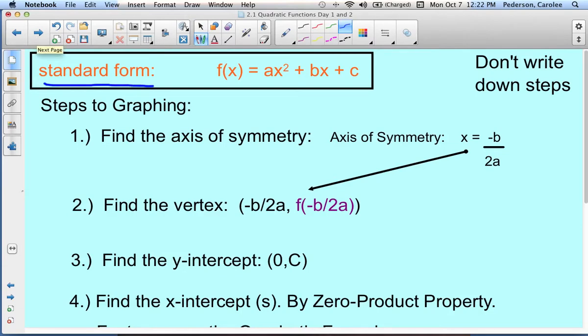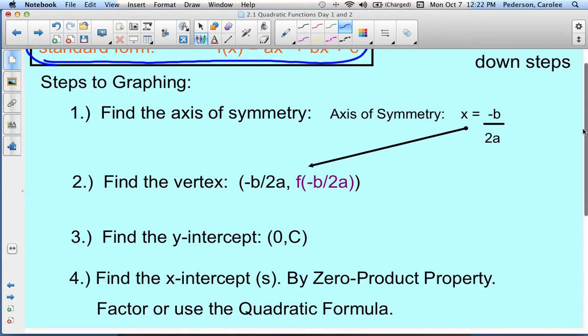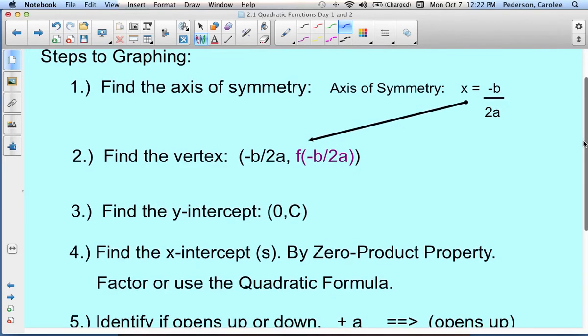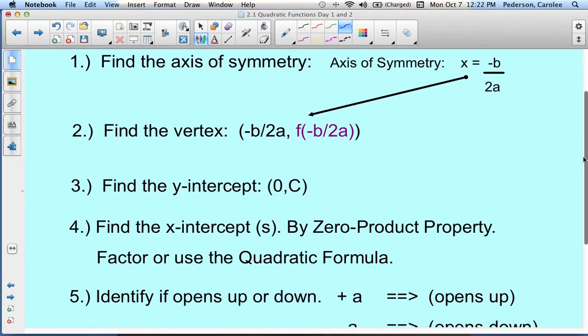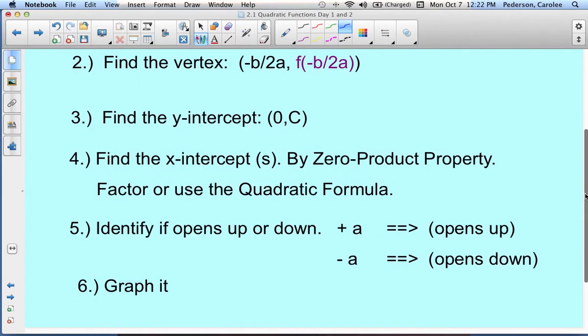I do want you to write down what is standard form, just this piece that I'm circling. Standard form is f of x equals ax squared plus bx plus c. And then I'm just going to scroll through. Here are the steps for you. 1, 2, 3, 4, and 5.